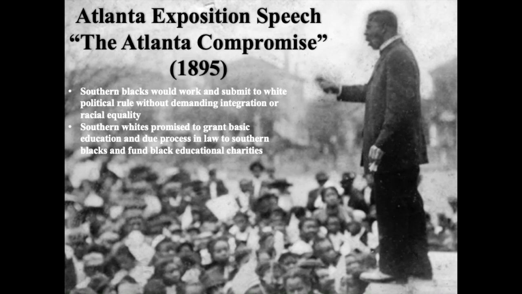In return, Booker T. Washington was asking that Southern whites would promise to grant basic educational opportunities and the due process of law to Southern Blacks, and that a greater portion of the state budget would be directed to fund Black educational charities. Now, this too reflects Booker T. Washington's belief that if just Blacks will work hard and get educated, their condition in life will improve.